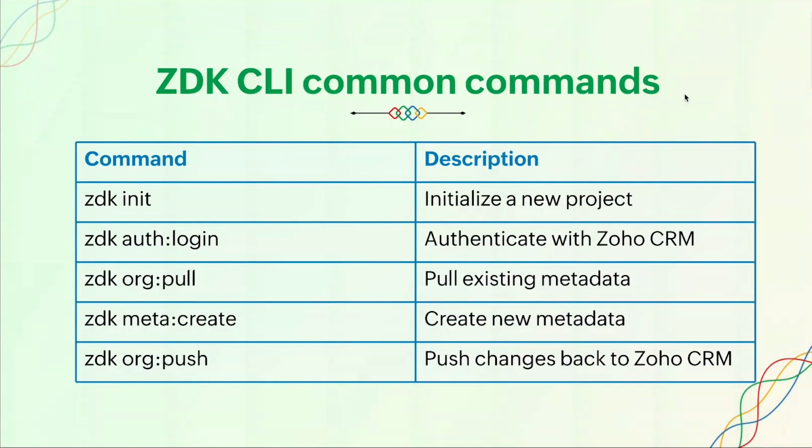These are the basic commands of ZDK CLI. First, you need to initialize the project using the zdk init command. Then you have to connect it to the organization using the zdk auth login command. And then you can take the configuration locally using the zdk org pull command. And then you can create new metadata or edit existing metadata. You can create metadata using the zdk meta create command. And to deploy it back to your organization, you need the zdk org push command.